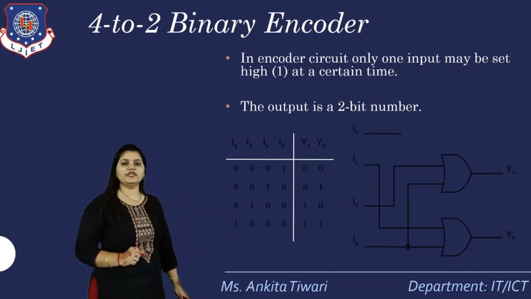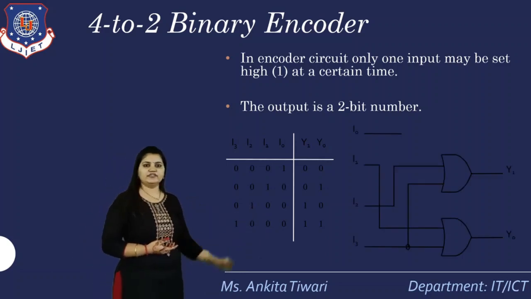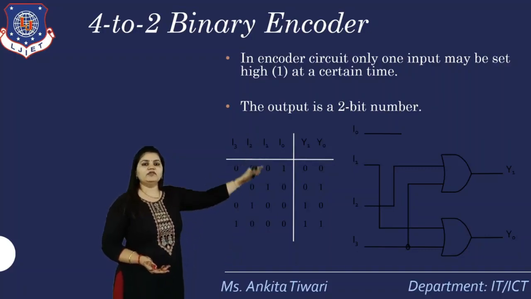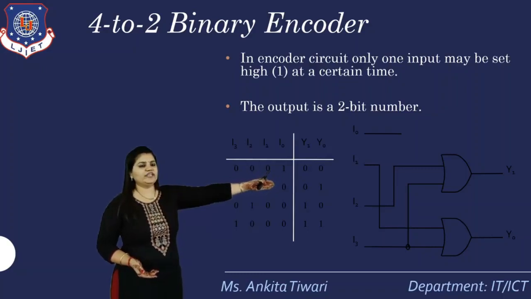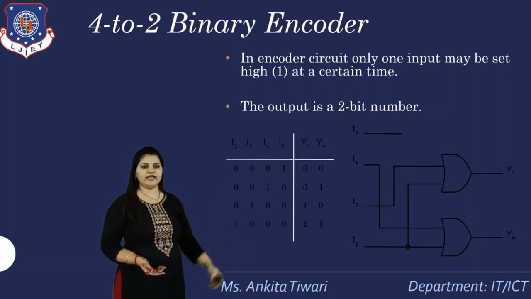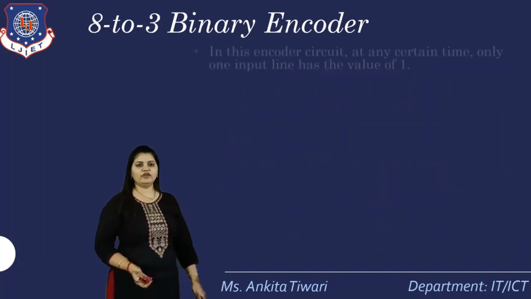With respect to this table, we have designed the circuit. As you can see, I0, I1, I2 and I3. Now, which are active in Y1? Only 2 inputs are active, so we take those 2 inputs and design with an OR gate, and you will get the answer of Y1, and similarly we'll get the answer of Y0.